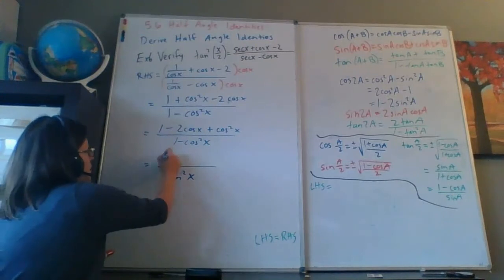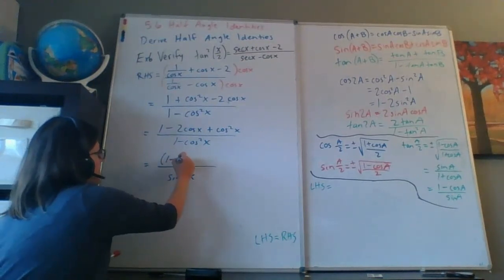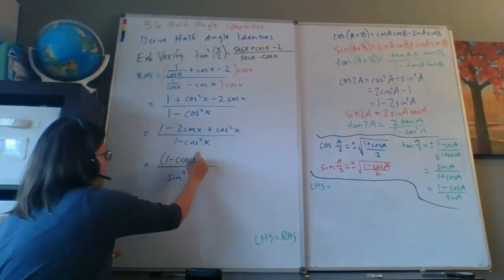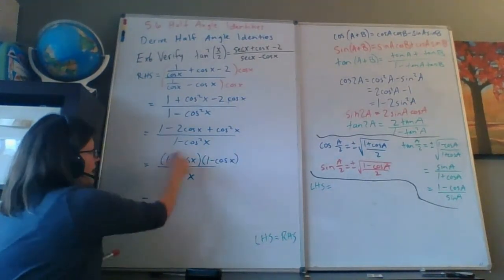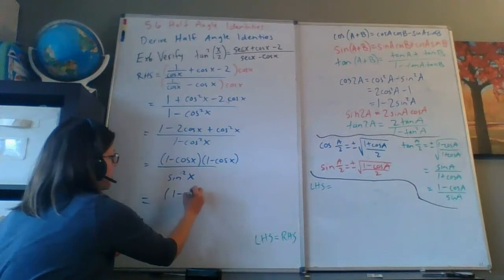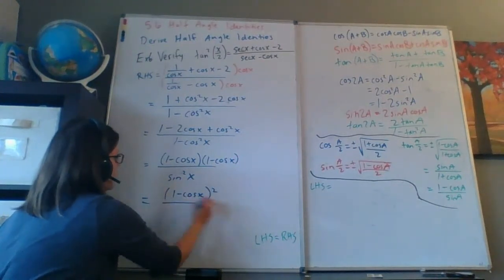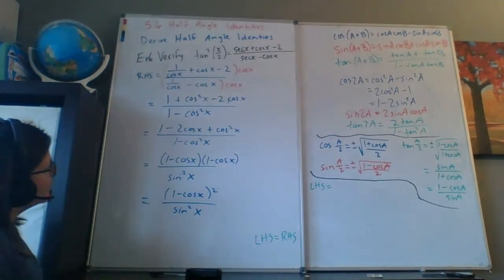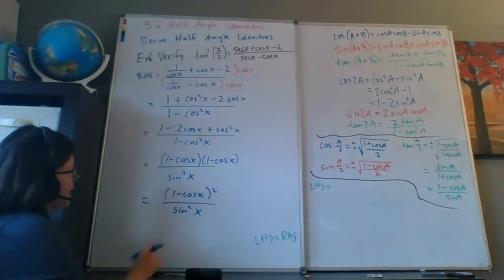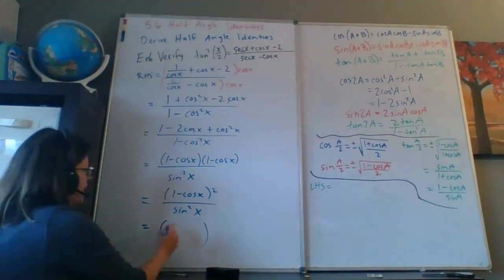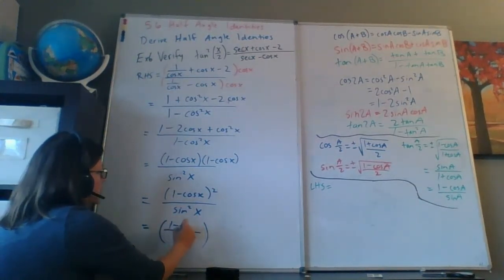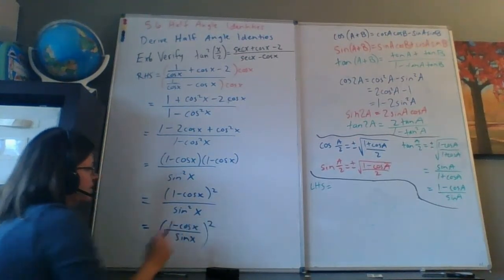And similarly, we could factor that top piece into 1 minus cosine x, 1 minus cosine x. And we could write that as a perfect square. So 1 minus cosine x, quantity squared, over sine squared x. And what we might notice is that both the numerator and the denominator are squared. We can actually write that as 1 minus cosine x over sine x, all of that squared.